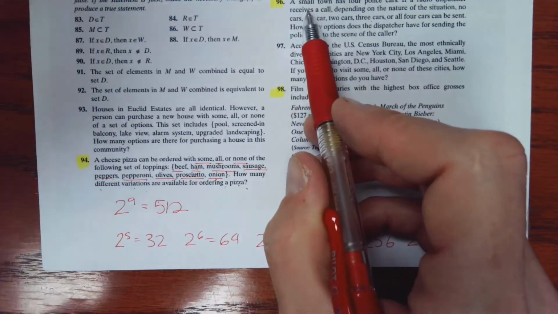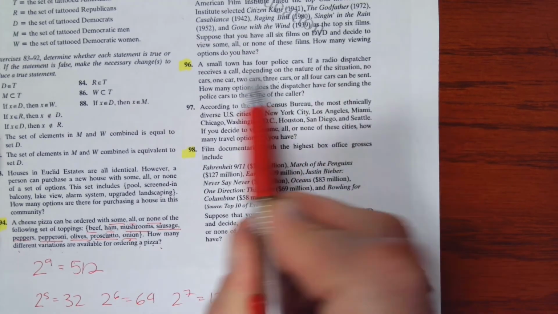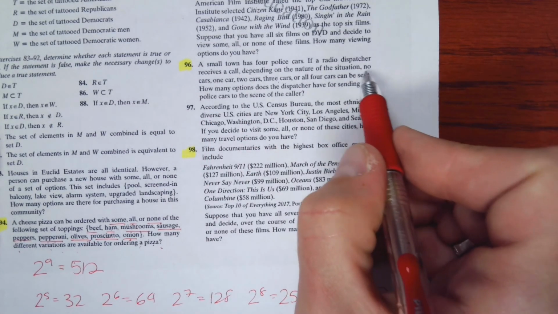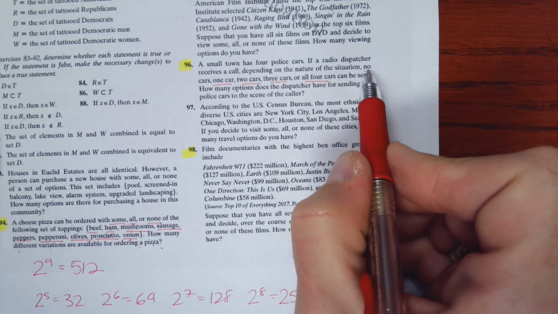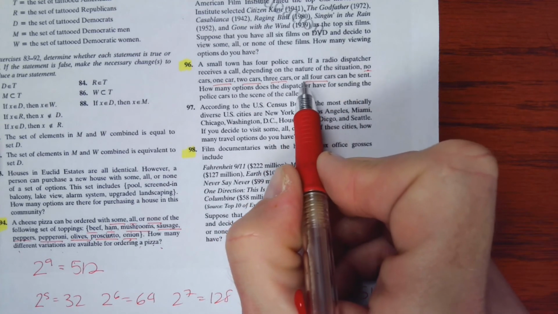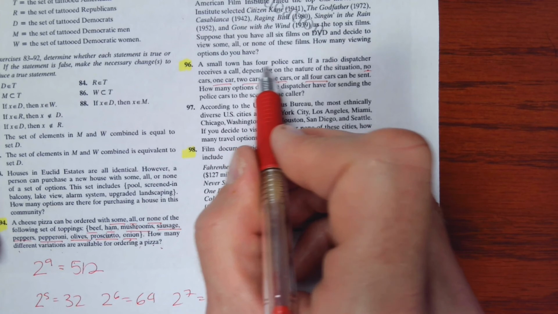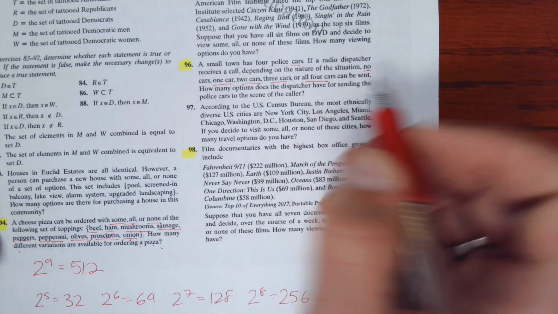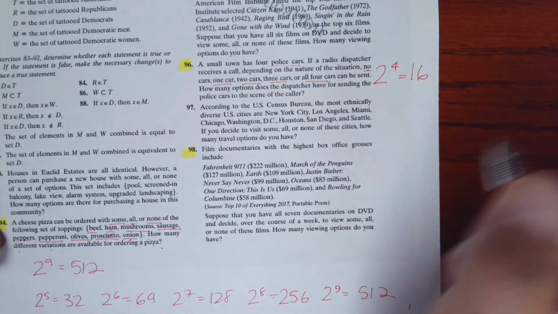A small town has 4 police cars. If a radio dispatcher receives a call, depending on the nature of the situation, no cars, 1 car, 2 cars, 3, or all 4. So no cars would be an empty set. All 4 cars would be the entire set of these 4 cars. And so how many options does the dispatcher have? That would be 2 to the 4th, which is 16.